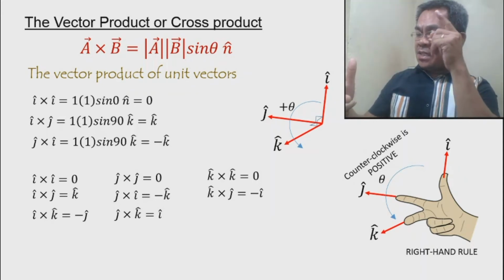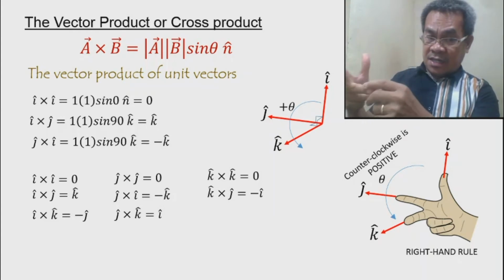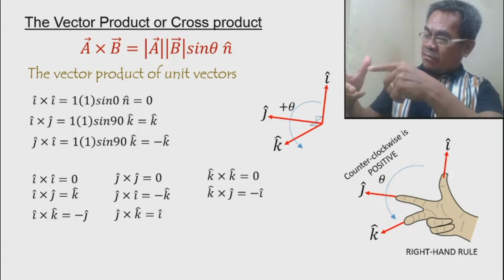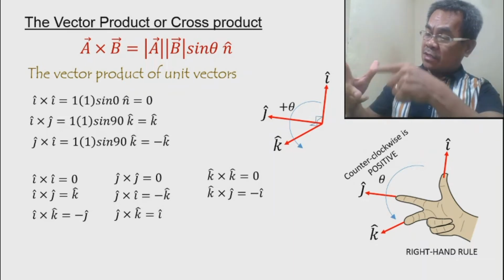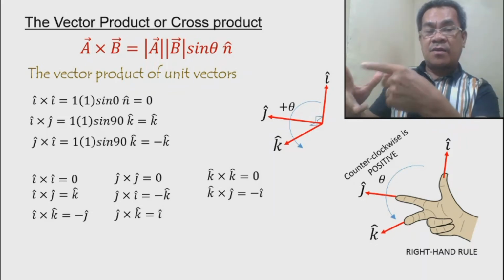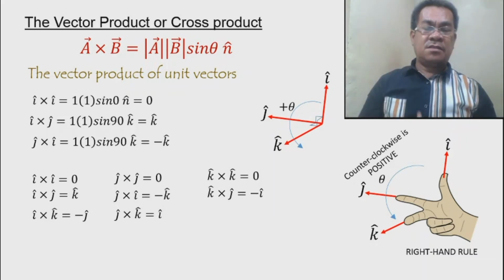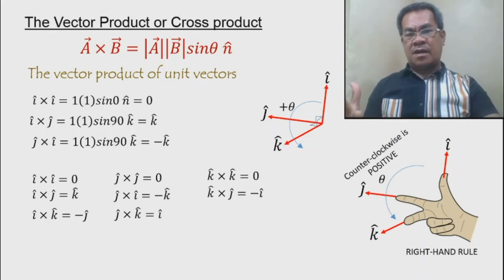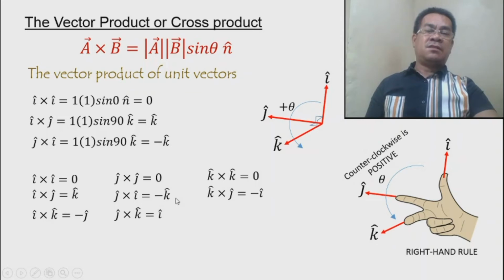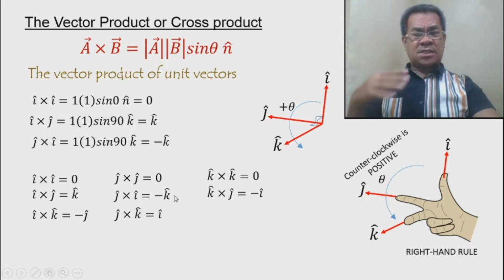Now, if you assign this as I hat, this must be J, and this must be K hat, so that the angle must be in a counterclockwise direction. So that's the strategy. When you are asked what is I cross K, it is counterclockwise or clockwise? So therefore it should be negative J. Okay, just practice, then you will learn.